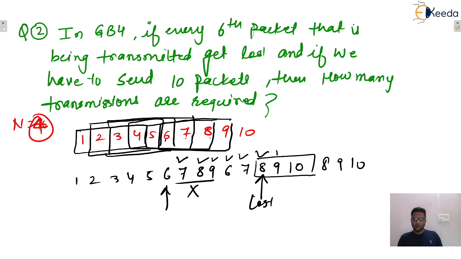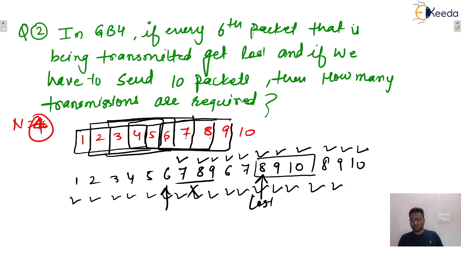Now count 1, 2, 3, 4, 5. There is no sixth packet, so that will be the successful transmission. So in total, how many transmissions are there? 1, 2, 3, 4, 5, 6, 7, 8, 9, 10, 11, 12, 13, 14, 15, 16, 17. So 17 will be the correct answer. Whether the packet is lost or not, that is not a problem. If a packet gets lost, but that packet was transmitted, then that will also be counted.